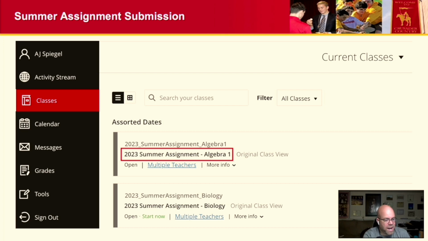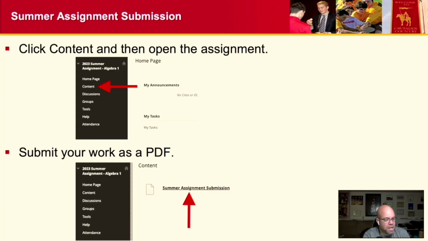So you'll go into that class, and then you'll click on content, and then you'll see summer assignment submission. You'll then upload your PDF file, and you're done. Okay? Easy. If you're having trouble, please email the help desk, and they'll make sure they put you in the right class. If you're in the wrong one, no problem. This should not be a stress-induced activity. Please, if you have questions, make sure you email the help desk, and we'll get you through those.